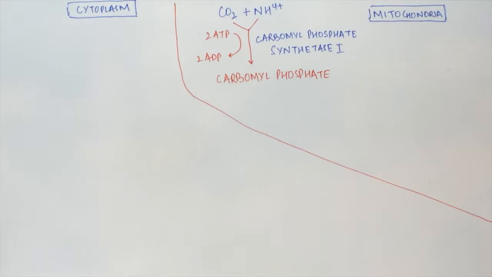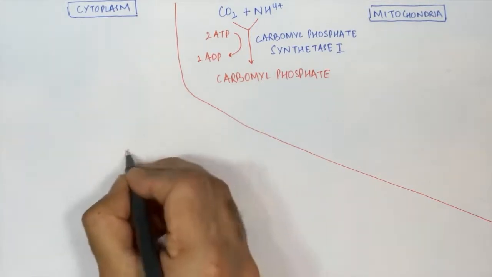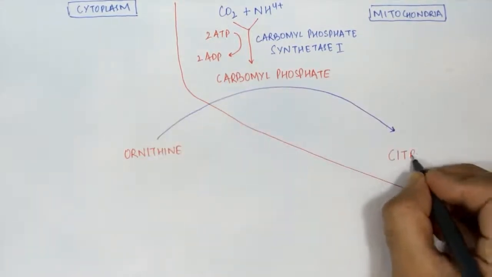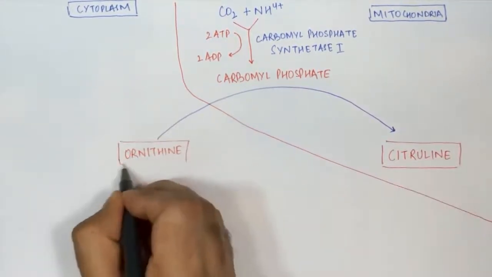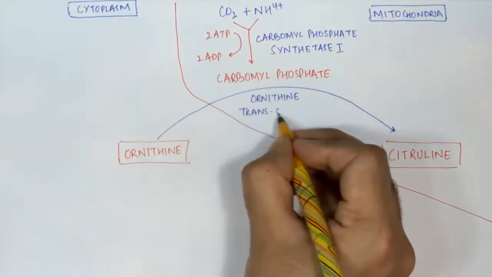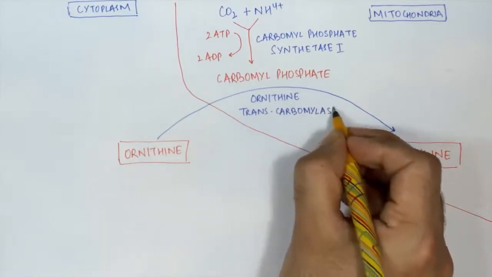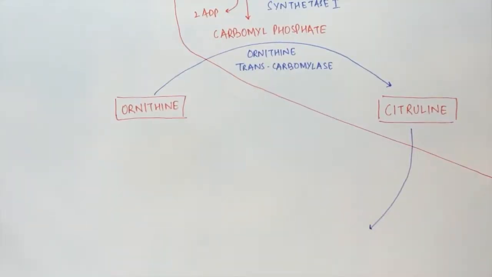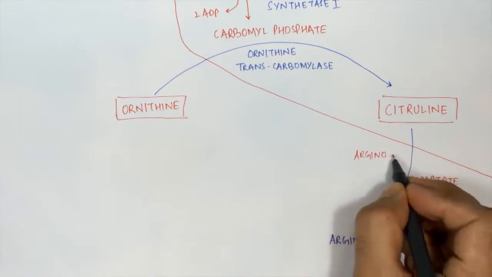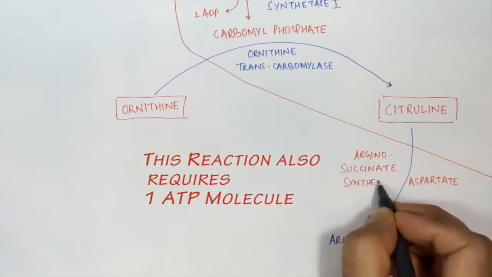After the formation of carbamyl phosphate, this combines with the amino acid ornithine and leads to the formation of citrulline. Now this reaction is catalyzed by the enzyme ornithine transcarbamylase. Now in the next step, the citrulline is transported into the cytoplasm. It combines with the amino acid aspartate and leads to the formation of arginosuccinate. This reaction is catalyzed by the enzyme arginosuccinate synthetase.